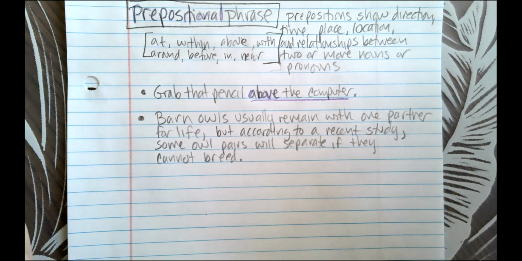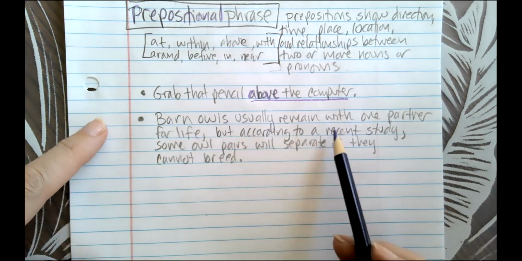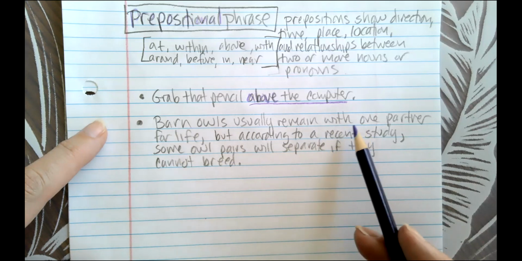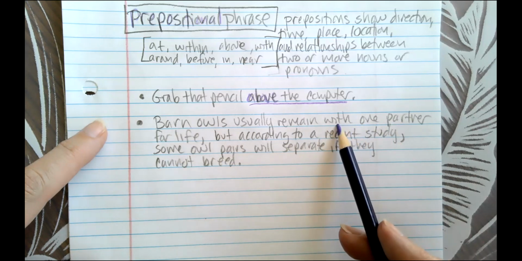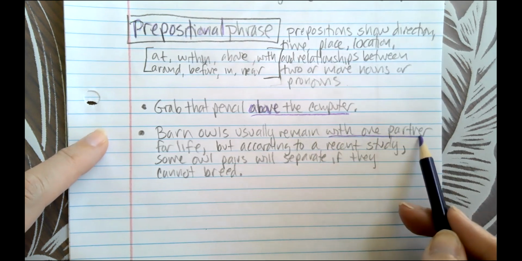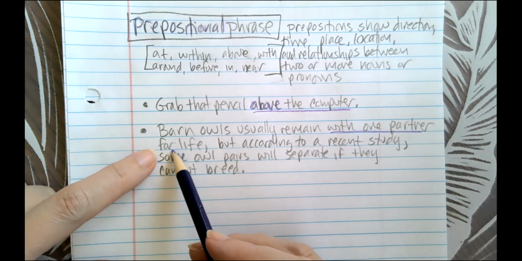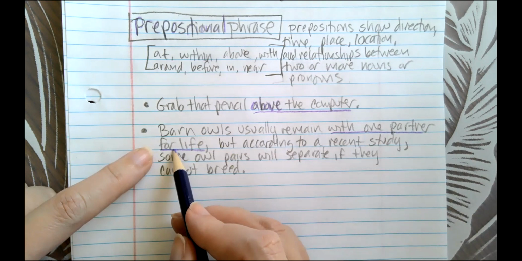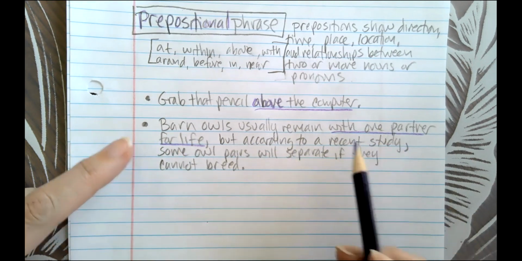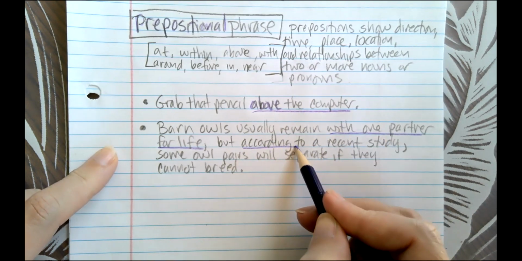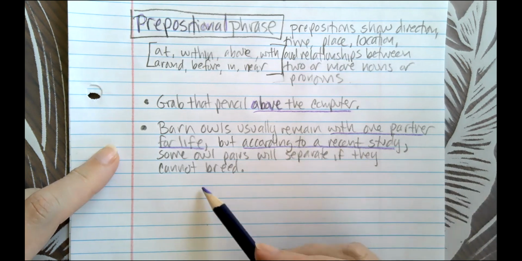In order to identify the prepositional phrases, we need to read through it and see if we can identify the prepositions. So we have barn owls usually remain with one partner. With is a preposition. So we're going to underline with one partner, okay? For life, for is a preposition. So we're going to underline for life. There's one, there's two. But according to a recent study, according to, that's one of our compound prepositions. So we're going to underline according to a recent study. We've got all three of them.